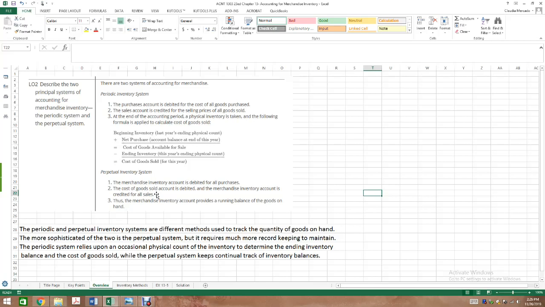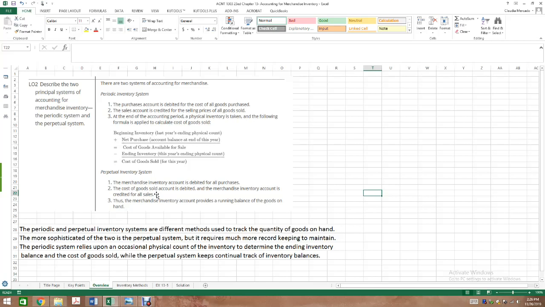So the periodic and the perpetual inventory systems are just different methods to track the quantity of goods on hand. So this is how much inventory do I have right now available to sell? How many goods have I sold? And what is the amount that I've sold them for? What are my sales? Okay.